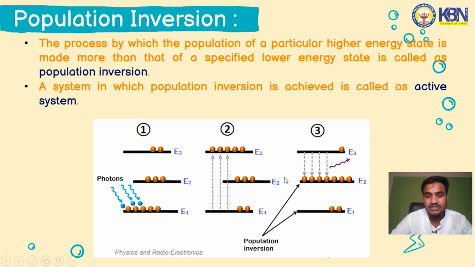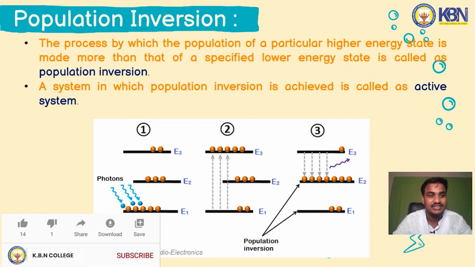What does population inversion mean? The number of atoms present in the higher energy state will be made more than the number of atoms present in the ground state. This phenomenon is termed population inversion. The process by which population inversion can be achieved is known as pumping. Pumping is the method by which population inversion can be achieved.